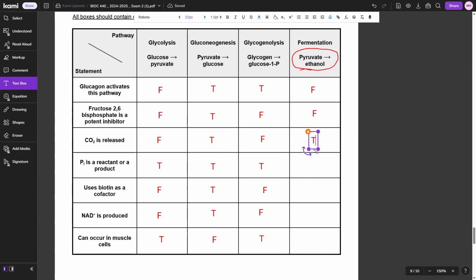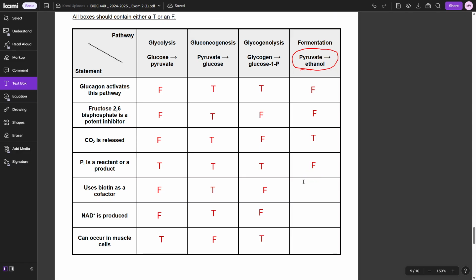So it is true, CO2 is in fact released. Phosphate is a reactant or a product, specifically from pyruvate to ethanol. Is there any case that we phosphorylate the pyruvate when we're going to ethanol? No, there's no case where we phosphorylate the pyruvate. So this is going to be false. Remember, we're only talking about pyruvate to ethanol. If we were going from glucose to ethanol, then I would have said that sure, there is, because remember step 6. But we're not doing that. All that happens from pyruvate to ethanol is a decarboxylation followed by a reduction.